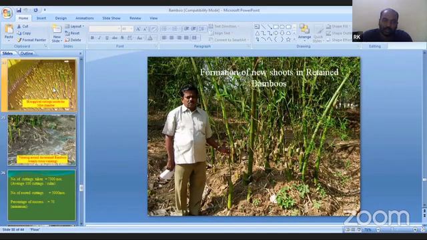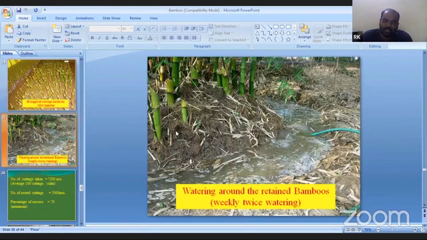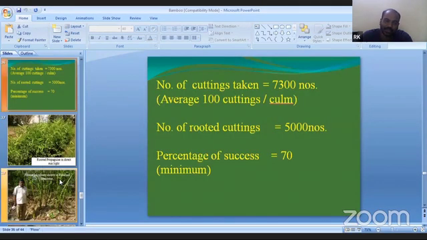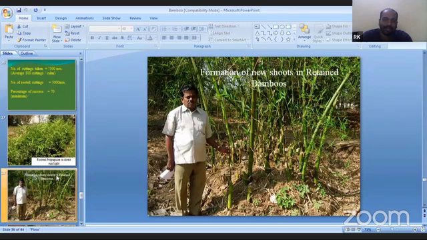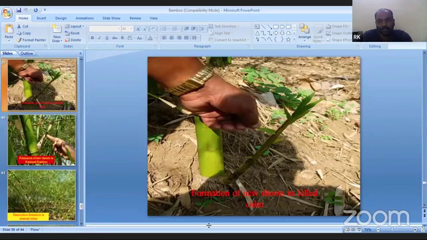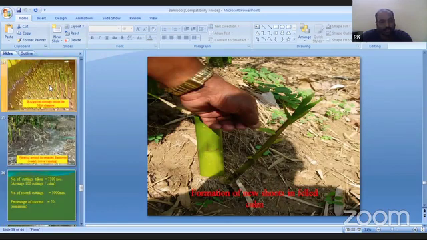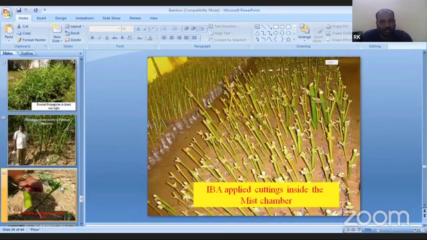This one is not affected. Once we are cutting the entire thing, it is not affected. So you see that then again it will become, okay, that's why I put that one. So formation of new shoots in the felled bamboo.